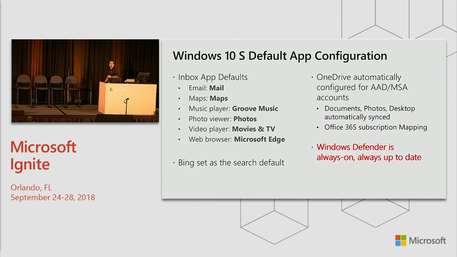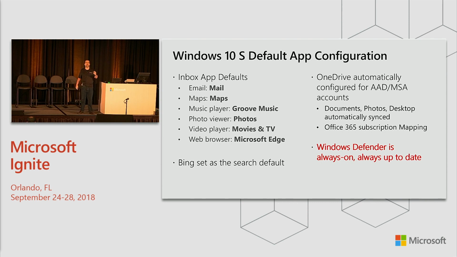So what are the default app configurations when I pick up, as a user, an S-mode device straight out of the box, straight vanilla? What do I get? I get email, the Mail application, and the Maps application. I get Groove Music, or whatever we're eventually going to call it, Photos, Movies & TV, and of course the default web browser is Microsoft Edge.